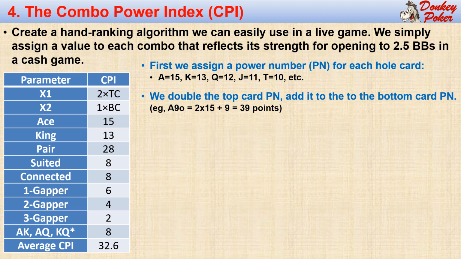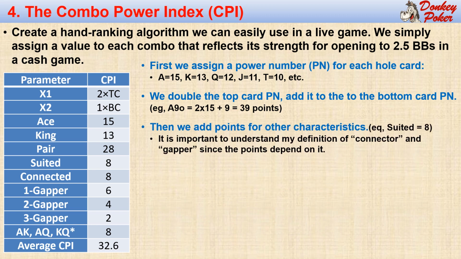We double the top card's power number and add it to the bottom card's power number to get a baseline value for the combo. For example, ace-9 offsuit is worth 39 points: 30 points for the ace, and 9 points for the 9. Then we add more points for other characteristics of the combo. For example, a suited combo is worth an additional 8 points, and a connected combo is worth an additional 8 points. We also add 28 points for a pair, 6 points for a 1-gapper, 4 points for a 2-gapper, and 2 points for a 3-gapper.